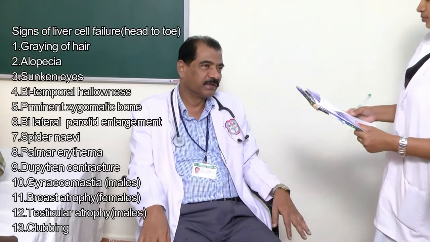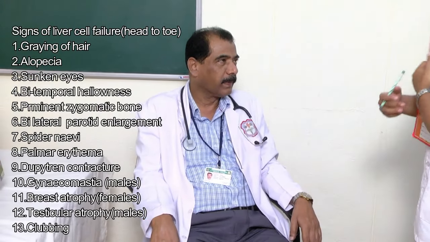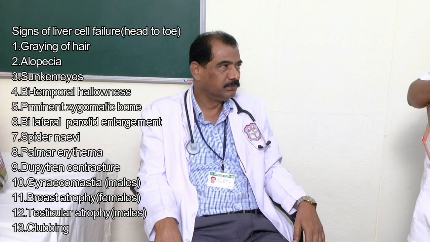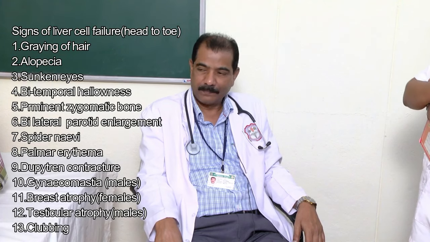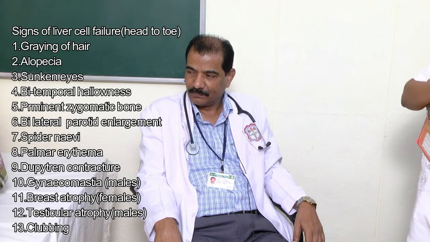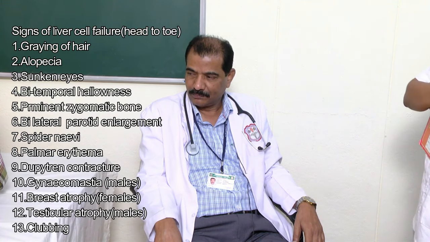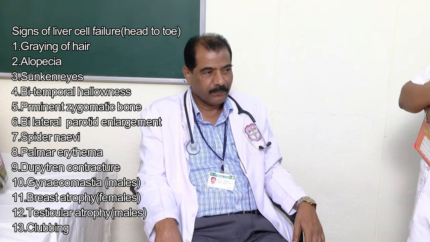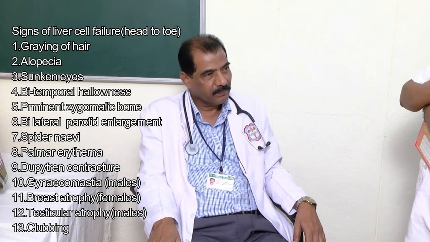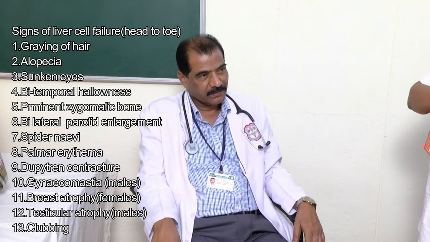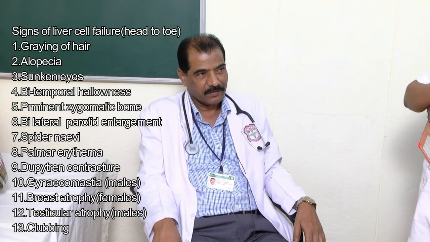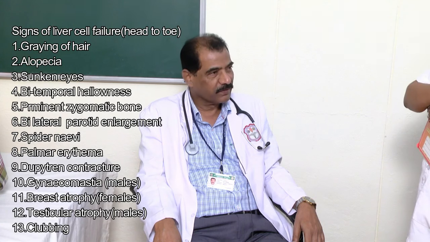So, what signs have you looked for to say that there is no liver cell failure? Signs of liver cell failure: spider nevi, palmar erythema, Dupuytren's contracture, gynecomastia, testicular atrophy. Can you smell? Fetor hepaticus is not there. Asterixis is missing.